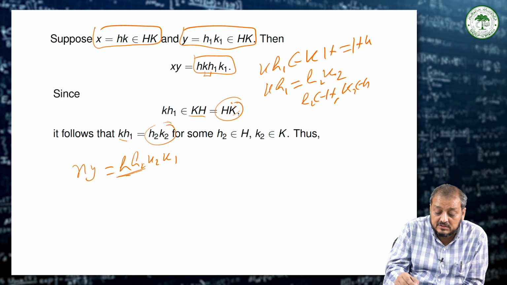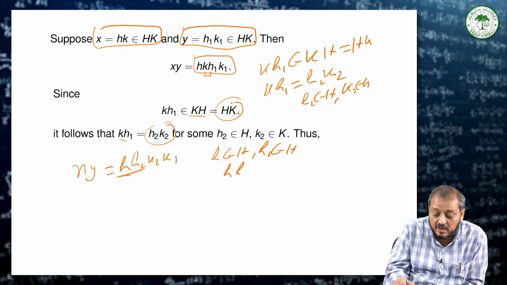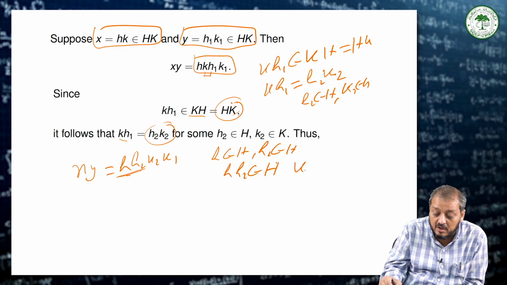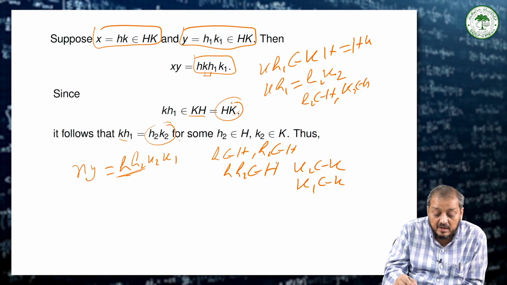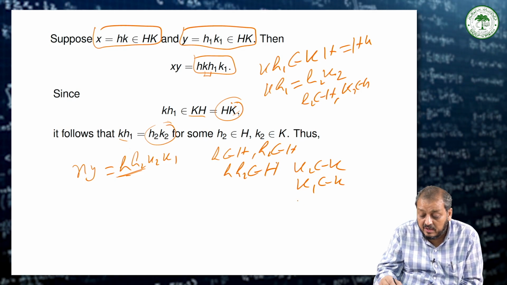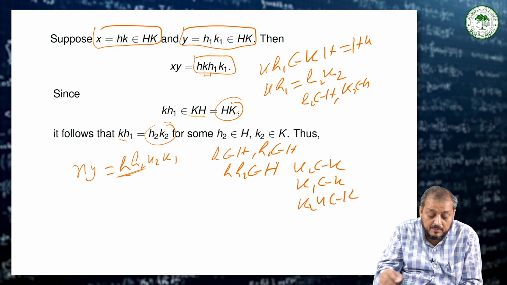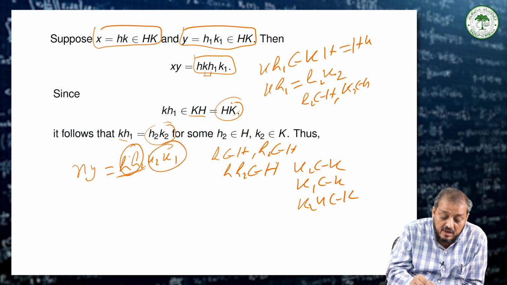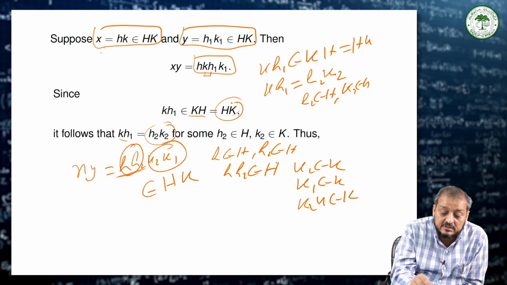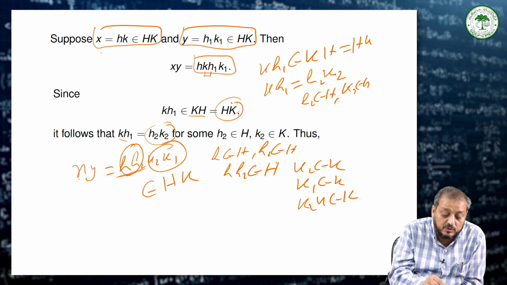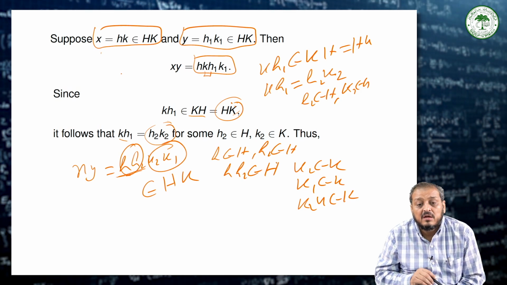Now we know that h is an element of H, and h h2 is an element of H. This means h h2 is also an element of H, and k2 is an element of K, and k1 is also an element of K. So k2 k1 is also an element of K. So this is an element of H and this is an element of K. This means xy is an element of HK. So if x and y are elements of HK, then xy is also an element of HK, which means HK is closed under the binary operation.